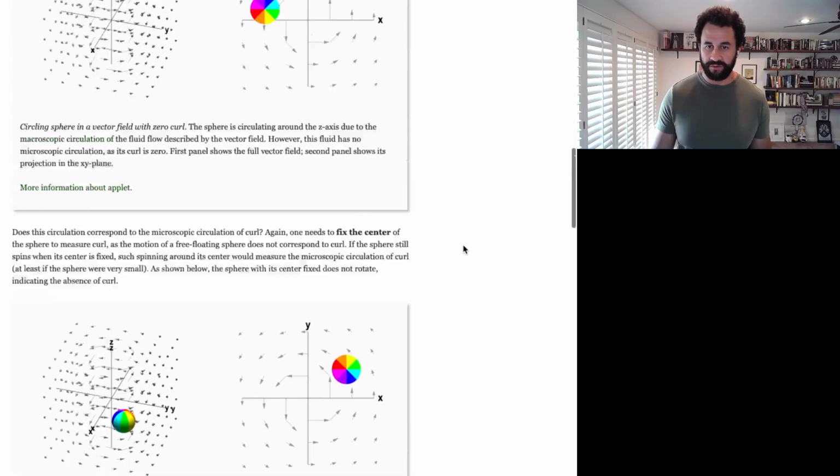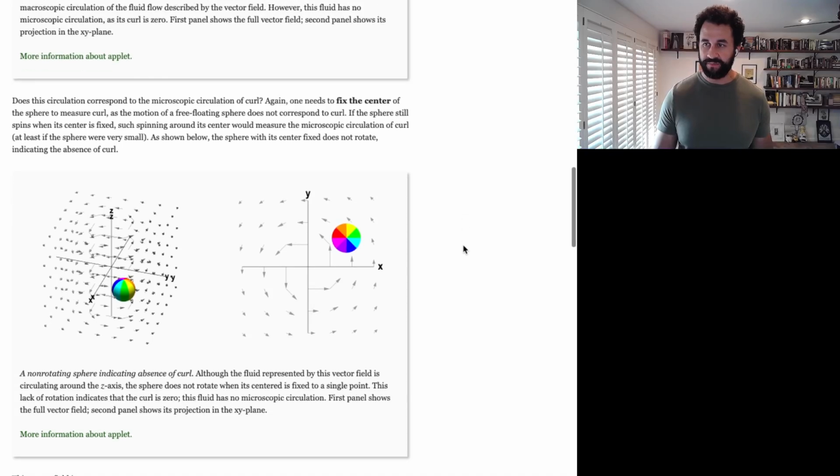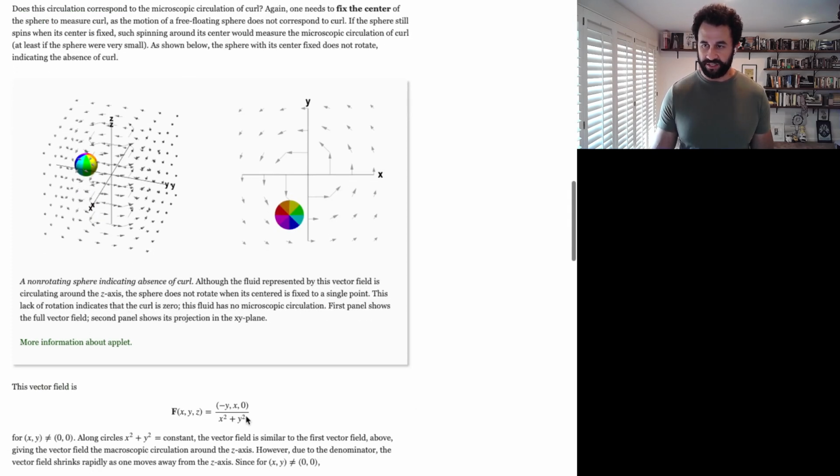So let me scroll back up for a minute. In this example, you can see that there is a macroscopic circulation, like objects are getting moved around. But if you look, the ball itself is not spinning. And that's emphasized in this applet right down here, where you can move it. If you move the ball around, the ball itself is not spinning. So there is no curl. And this is actually the vector field here, the example that I use in one of these slides as well.